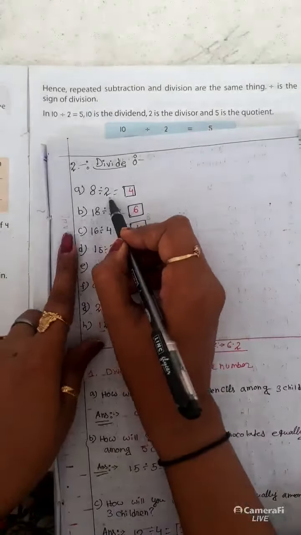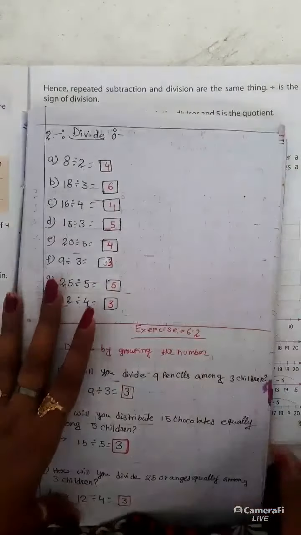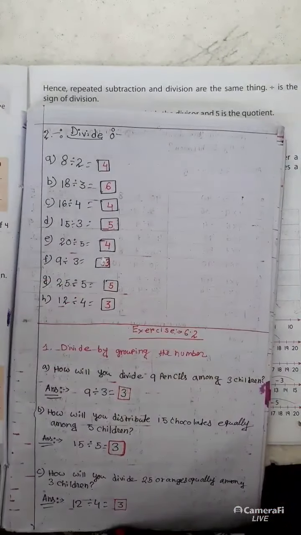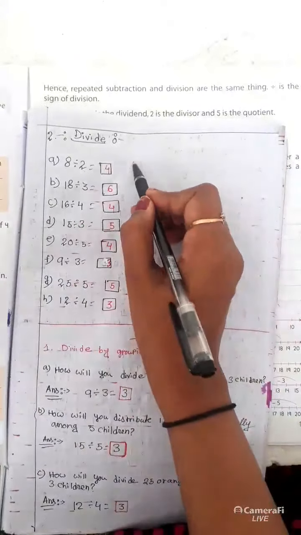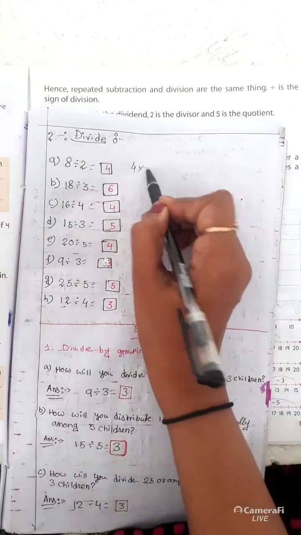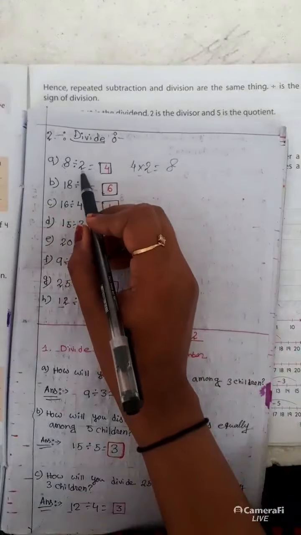Now, only division. 8 divided by 2. If we learn the tables very carefully and nicely, we will understand that tables are very important to do division. 2 fours are 8, which means 4 twos are 8. So 8 divided by 2 is 4.